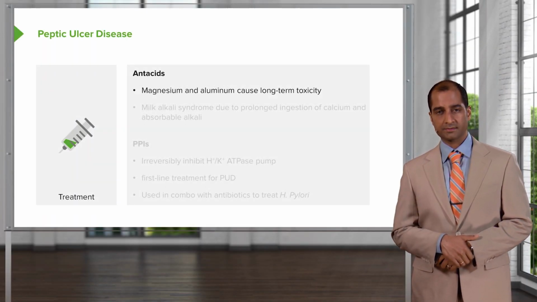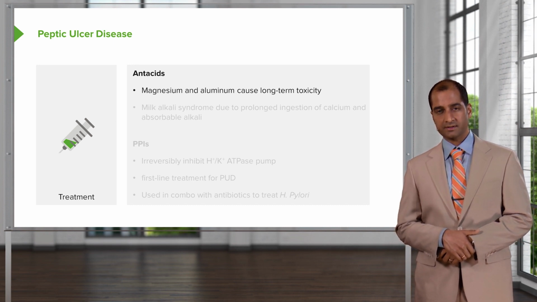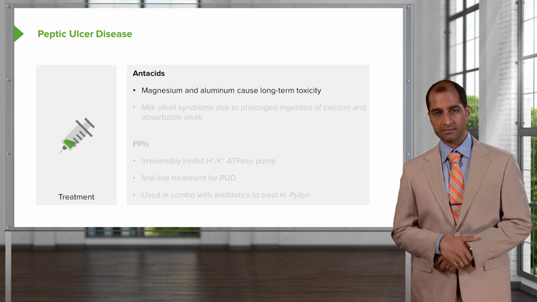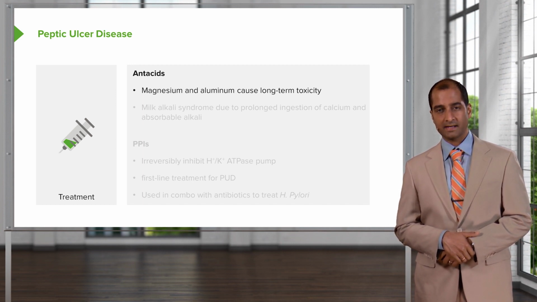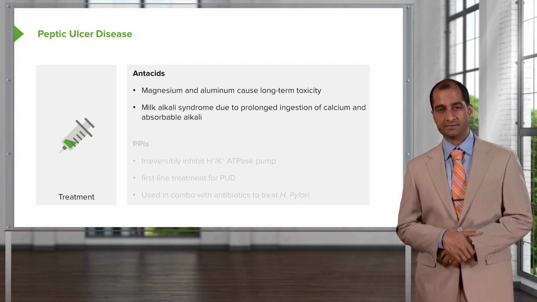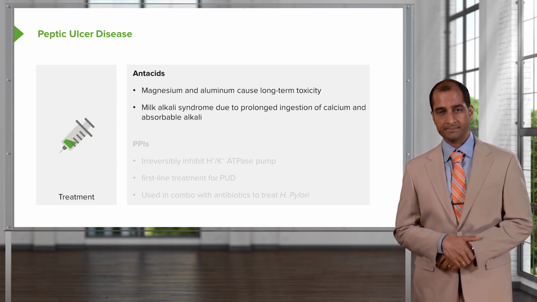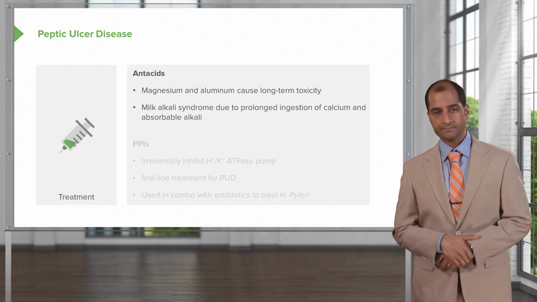Management of peptic ulcer disease. Antacids, because of the burning sensation that's taking place. Magnesium and aluminum cause long-term toxicity, so be careful with antacids. Milk alkali syndrome due to prolonged use of calcium is something that you want to keep in mind with antacids.